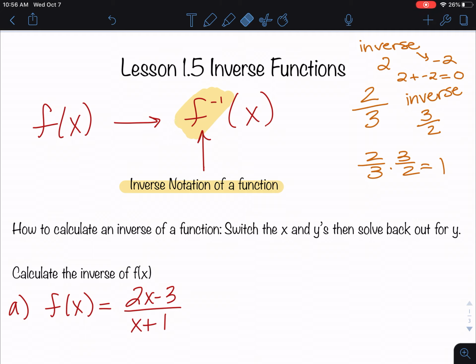To calculate the inverse of a function, we are going to switch around the x and y terms and then solve that function back out for y. The notation for an inverse function is shown in the highlighted yellow with a -1 above the f value of the function name. Remember that functions can be named anything we choose. Typically we choose an f or a g or h, but it does not have to be.